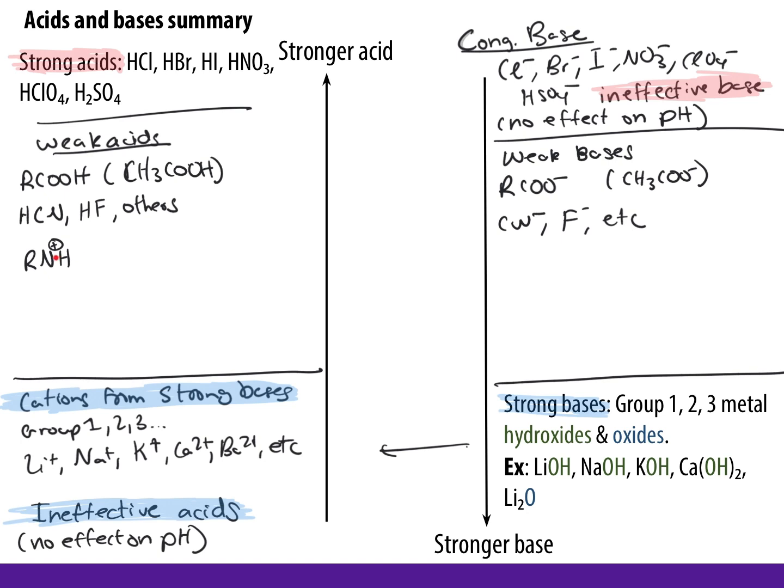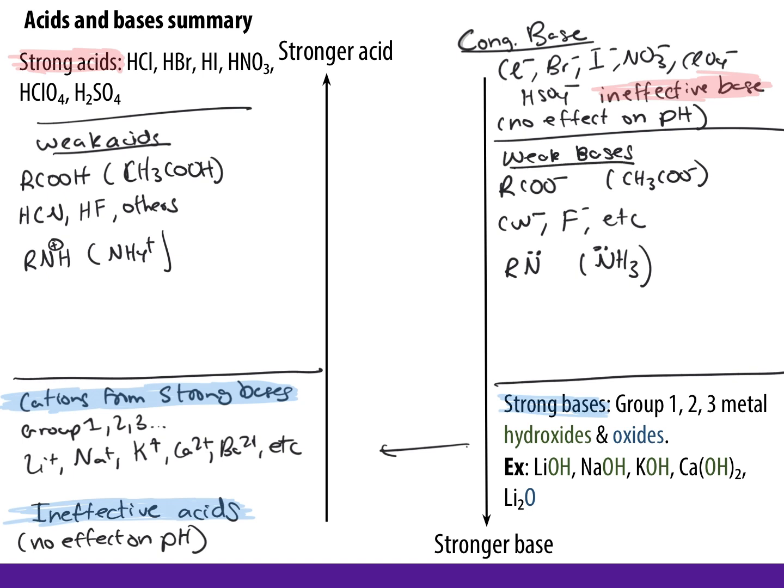Again, the one neutral type of weak base is a nitrogen-containing compound, so something like RN with a lone pair. Again, a very common example here would be NH4+ as the conjugate acid, and NH3, ammonia, which again has that nitrogen with a lone pair on it.